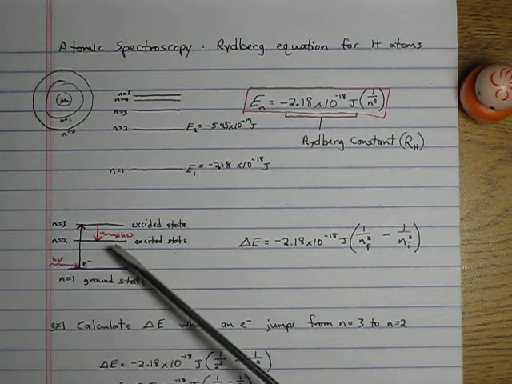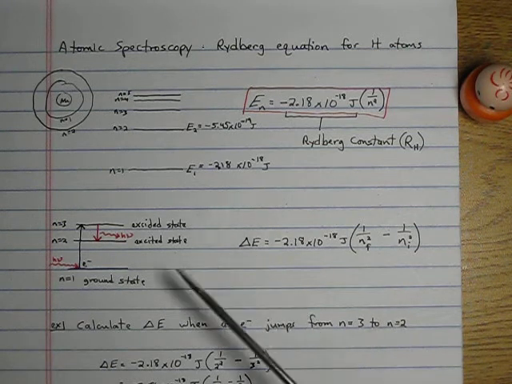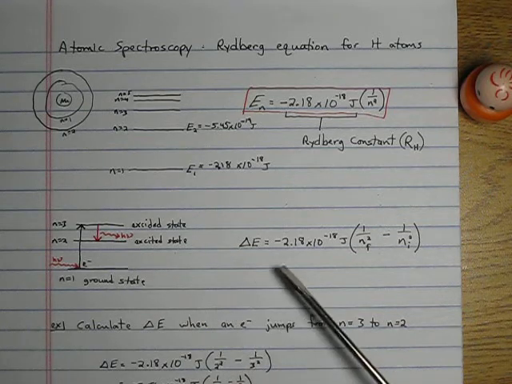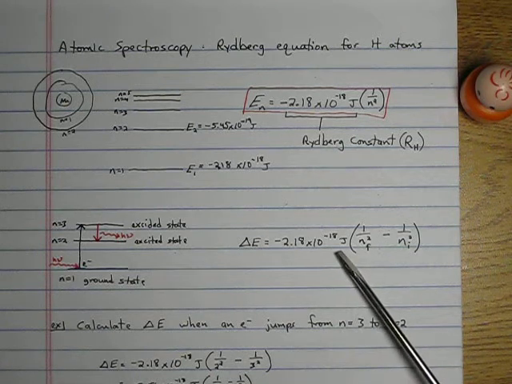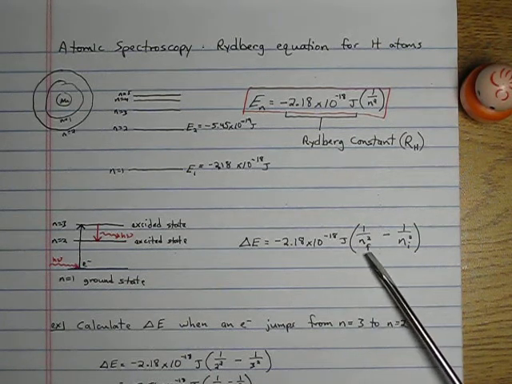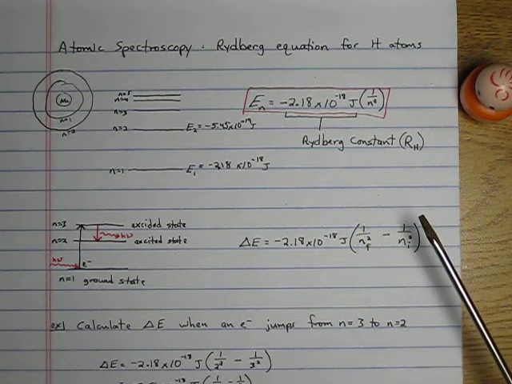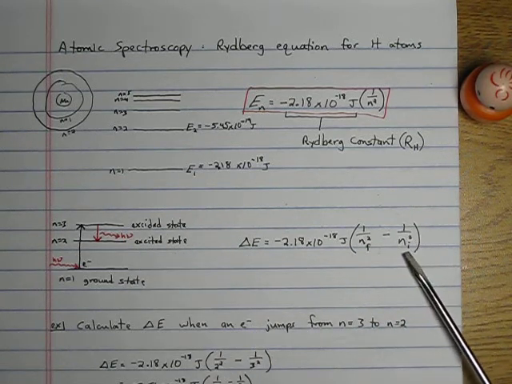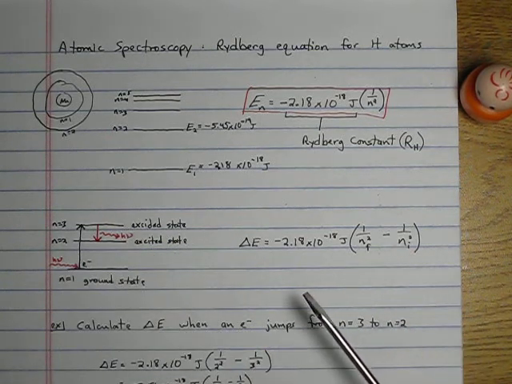You can calculate the energy of that light using this equation right here. Delta E, the change in energy from the n equals 3 excited state to the n equals 2 excited state, is negative 2.18 times 10 to the minus 18th joules times 1 over the final quantum shell squared, where it ended up, here n equals 2, minus 1 over n initial, the initial n equals 3 shell, squared.